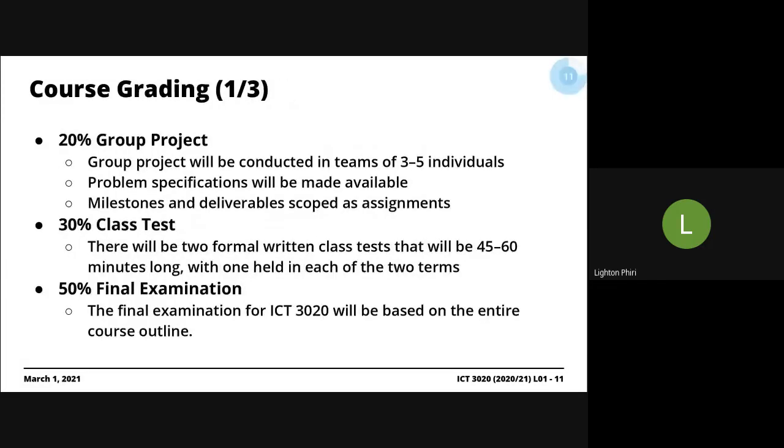Okay. If not, in terms of course grading, there's a 50-50 split. The continuous assessment accounts for 50% of the course grade, and the final exam accounts for the remaining 50%. The continuous assessment is fragmented into two: 20% is allocated for the group-based project, and 30% towards the class theory tests that are going to be written. That's two of them.